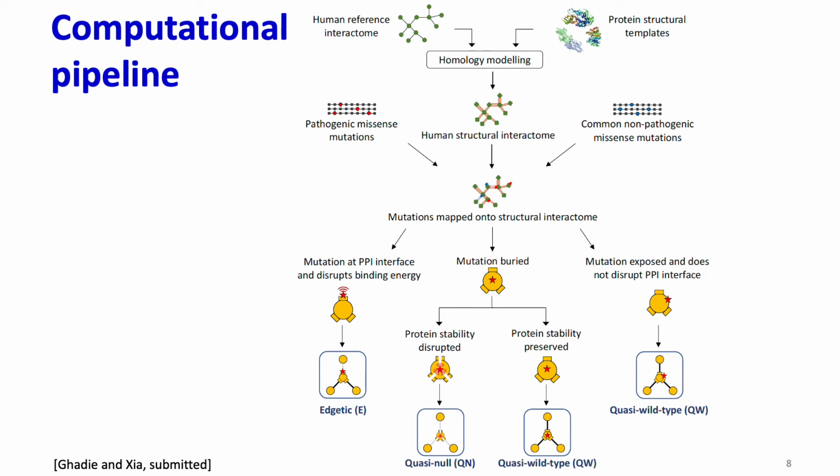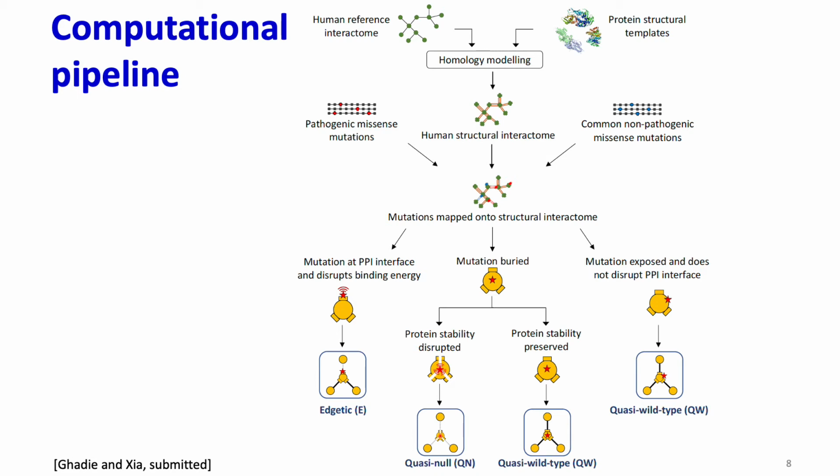Next, we map different kinds of mutations onto the structural interactomes. These include common missense mutations not associated with any disease from the dbSNP database, as well as Mendelian disease-causing missense mutations from the ClinVar database. We then use the structural interaction information to predict the edgotype for each mutation. We predict a mutation to be edgetic if the mutation occurs on the interface mediating a specific interaction with significant change in binding free energy.